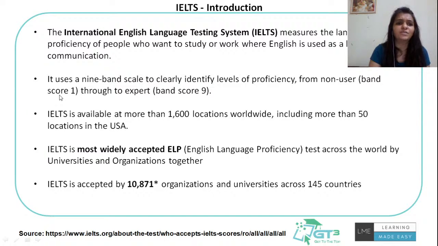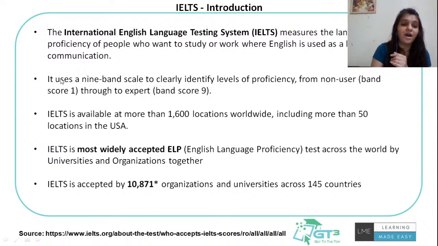The next point is the band scores and the scales required. It's not about grading systems. They check your level of proficiency, how good you are at your communication skills, how you are able to write, read, listen and speak in IELTS. They give you a band score, and the band score goes from the non-user level, band score 0 to 1, through to the expert level, band score 9.